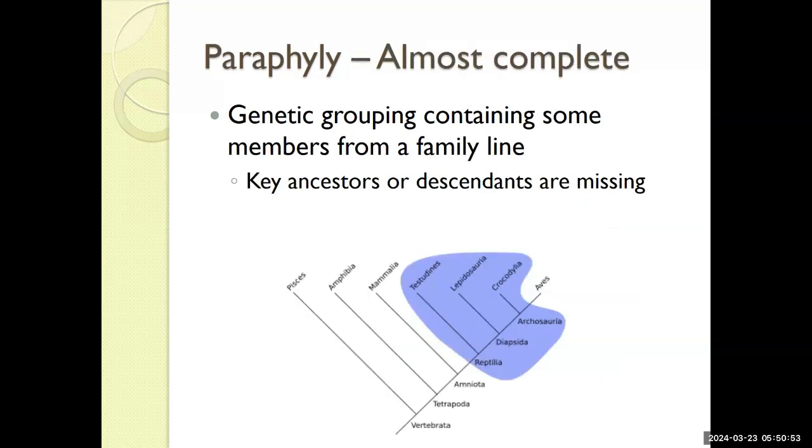This is in contrast to a paraphyletic family, which would be almost complete. In this case, we see the ancestor Reptilia is included and almost all descendants. But the purple grouping does not extend around aves, the birds, and so we don't have a full or complete picture of this ancestral lineage.